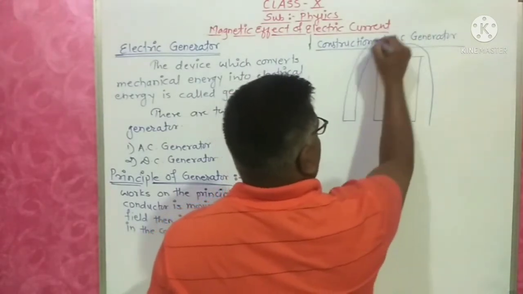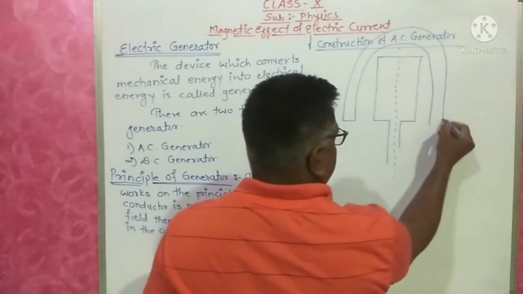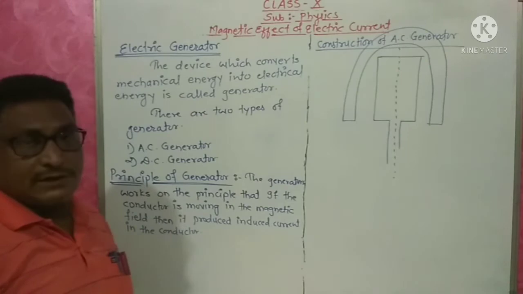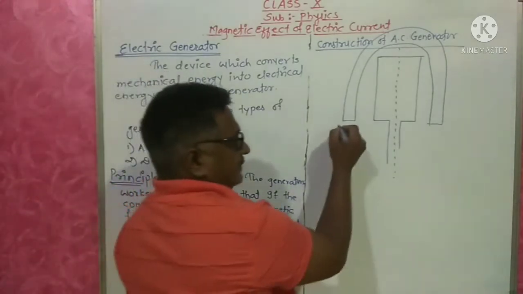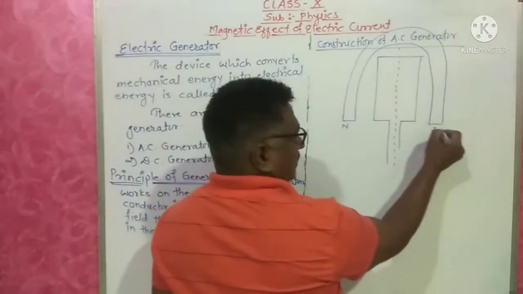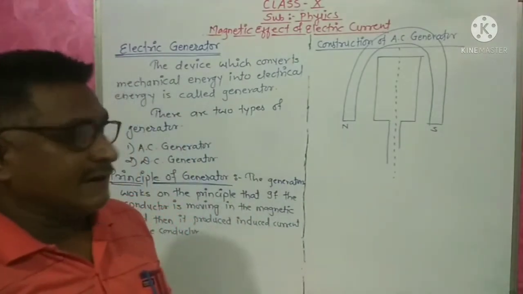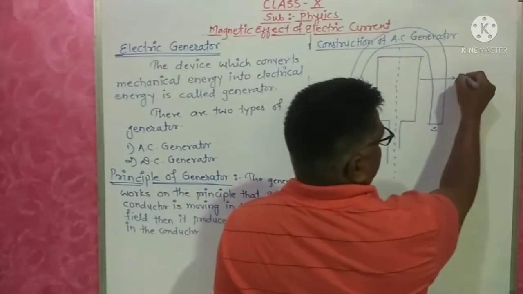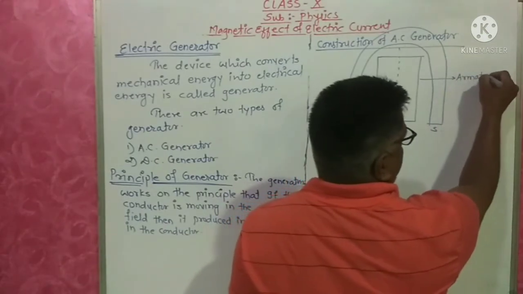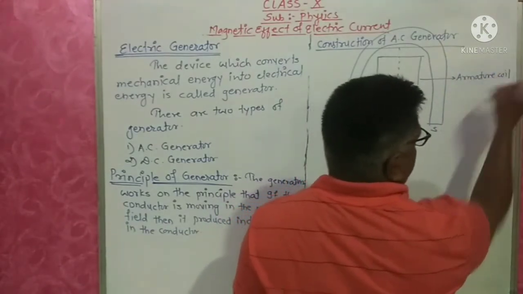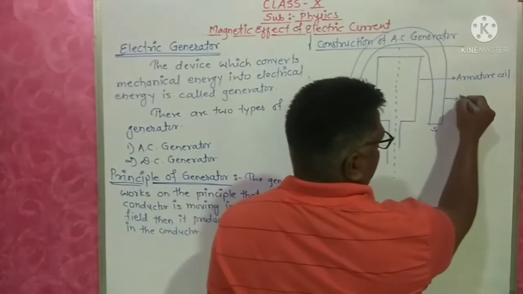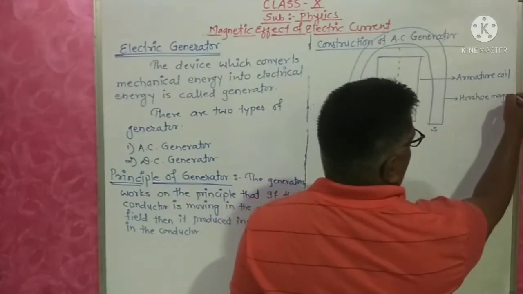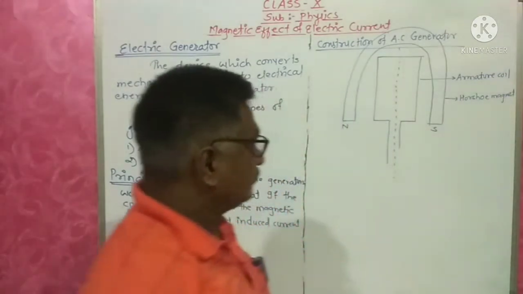Kept in strong magnetic field. So for strong magnetic field, what are we using? Horseshoe magnet. Horseshoe magnet for strong field. So this is the armature coil, and this is the horseshoe magnet or strong magnet.